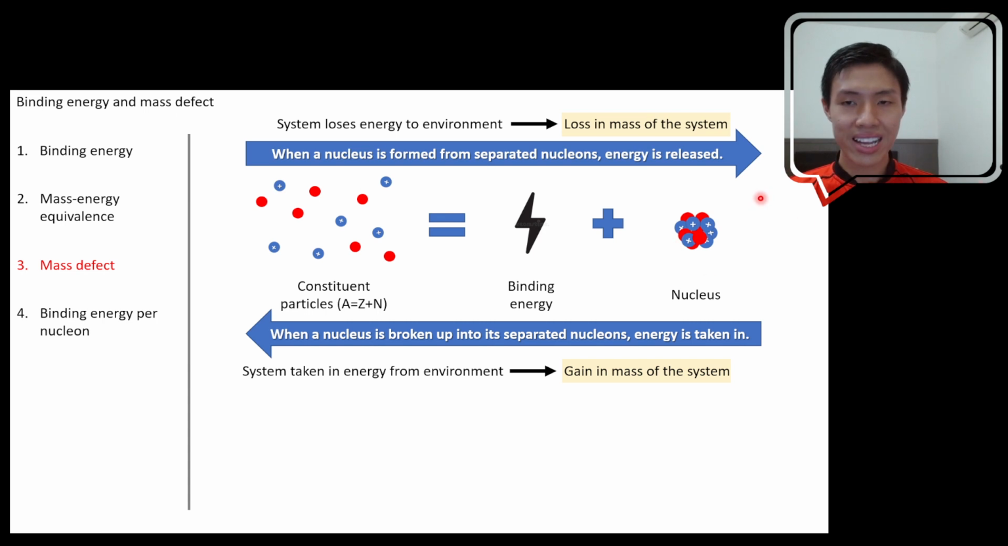The nucleus is lighter, the constituent particles are more massive. So you should expect that these two, even though they have the same number of protons and the same number of neutrons, the mass of them will be different.